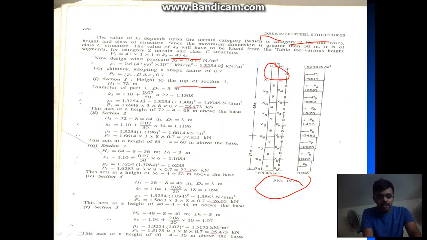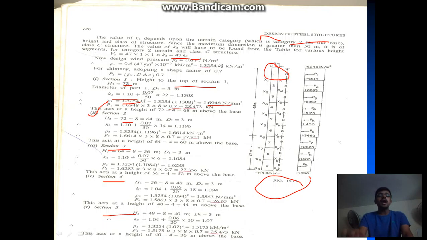The height of the top in section 1 is h equals 72 meters, which is the highest portion of our steel chimney at the Delhi site. K2 we have calculated using the same formula. P1 we have calculated as 1.3254 K square, and we have got around 1.694, and P1 is the pressure we have calculated. Similarly, you can design for section 2, where our height reduces to 72 minus 8 meters, because we have divided the sections into 8 meters each. Section 3 is worked out here, section 4 is worked out here, and section 5.